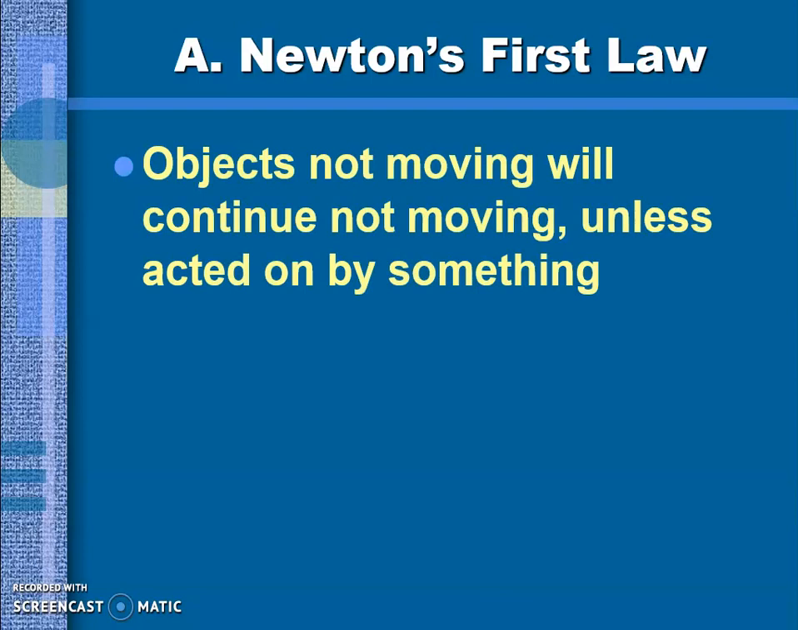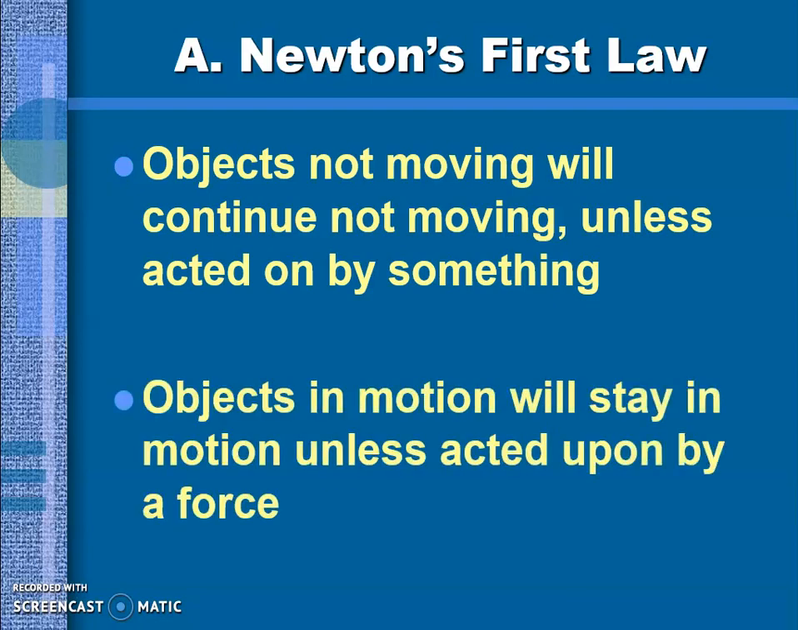So what he's saying with his first law is that if an object is not moving, it's going to continue to not move unless something acts on it, something goes up and puts it into motion, starts it moving, okay? And in the same way, an object that is in motion will continue to stay in motion unless something acts on it to stop its motion. Okay, so that's Newton's first law.